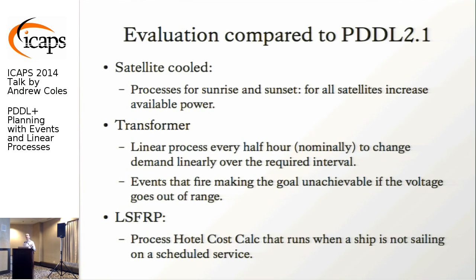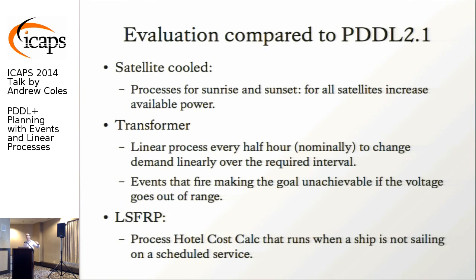So we've got 3 domains with processes and events. The first is a variant of the planning competition satellite domain, where we have a process for sunrise and a process for sunset, and this controls the power availability of a satellite. We have a transformer domain, which is based on a power substation where you have fluctuating demand throughout the day, and you're needing to plan the substation actions in order to regulate that demand to meet the needs of consumers.